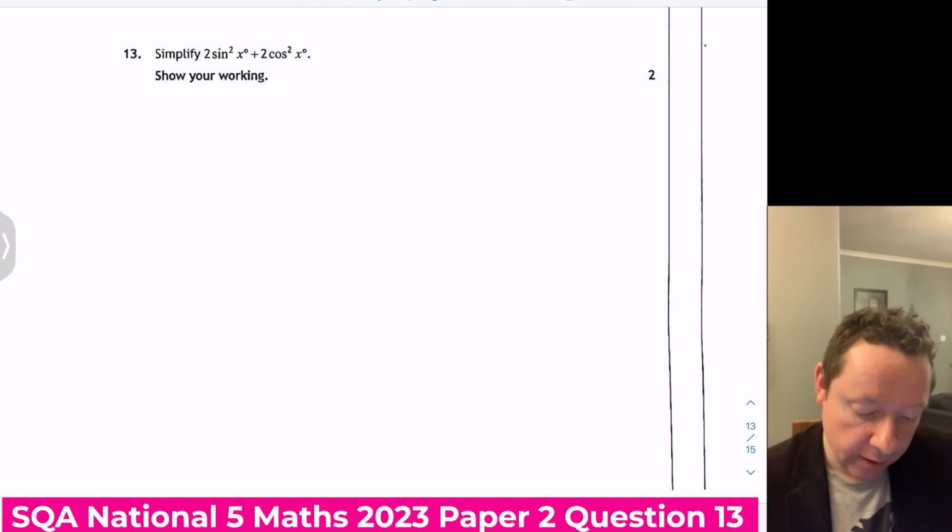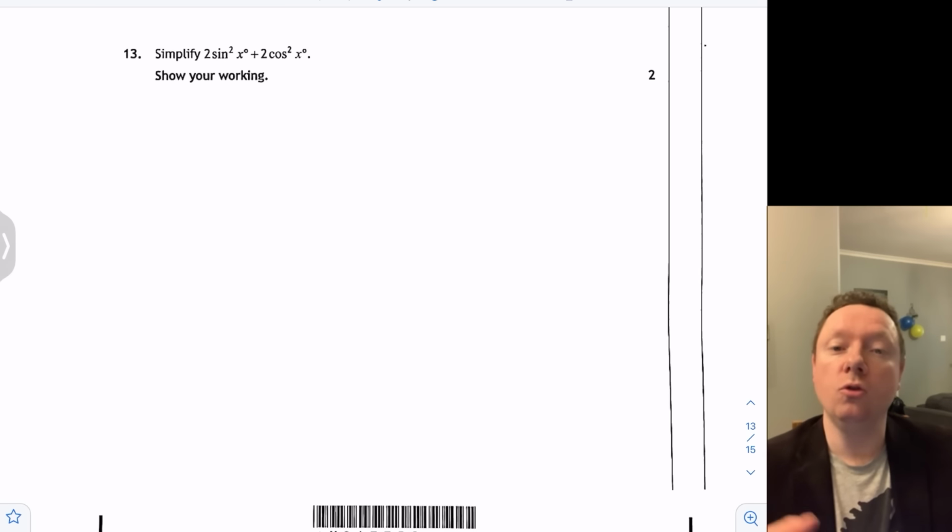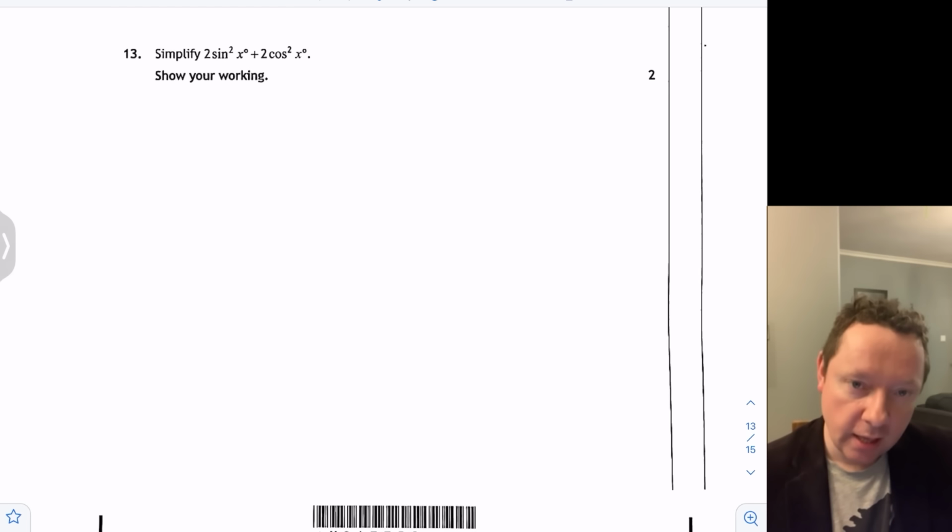SQA National 5 Maths 2023 Paper 2 Question 13. Simplify 2 sine squared x plus 2 cos squared x. Well, we only know two trig identities. Sine divided by cos is tan. Sine squared plus cos squared equals 1.